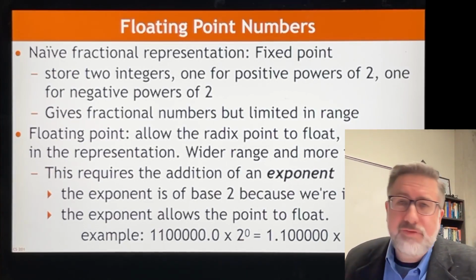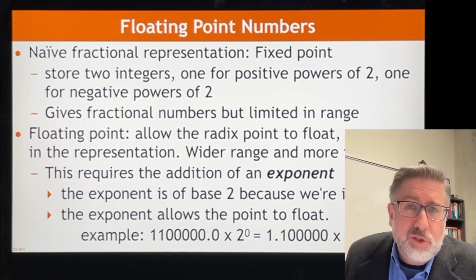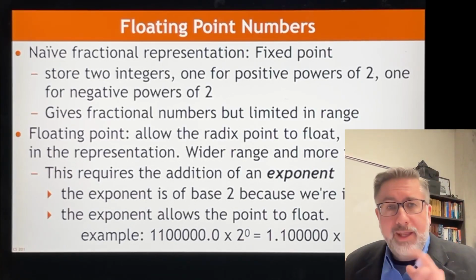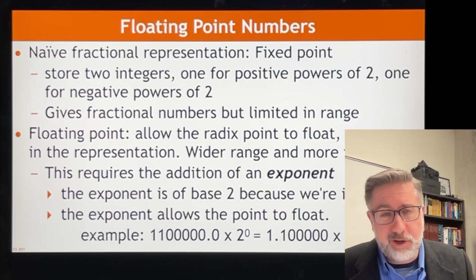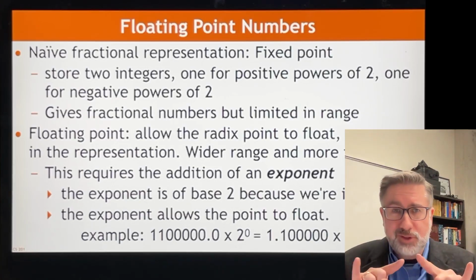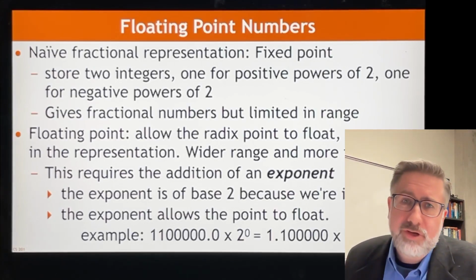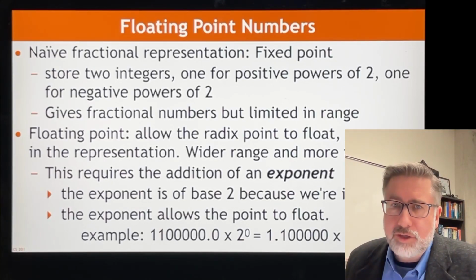So the naive representation is to say, well, we'll just store two integers, right? One integer that represents numbers bigger than 1, and another integer that represents the fractional part, numbers that are smaller than 1. We'll put those together, and that will give us our number. But that gives us a very limited range, and we're going to want a larger range than that.